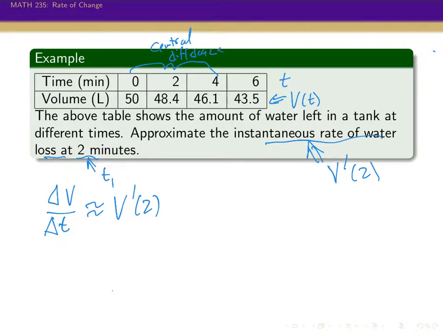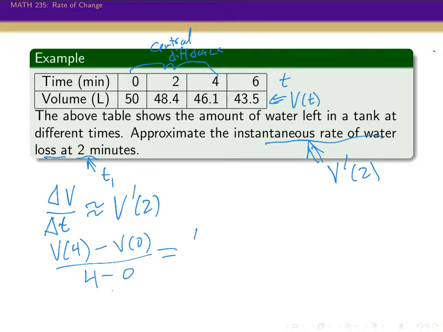This one's a little bit fancy. We're actually not going to use 2 at all. We're going to treat it as a point in the middle. And so this is a bit of a clever way of doing it. To approximate what's happening at 2, we actually look at the rate of change between 0 and 4. And so we look at the volume at 4 minus the volume at 0, and then do 4 minus 0.